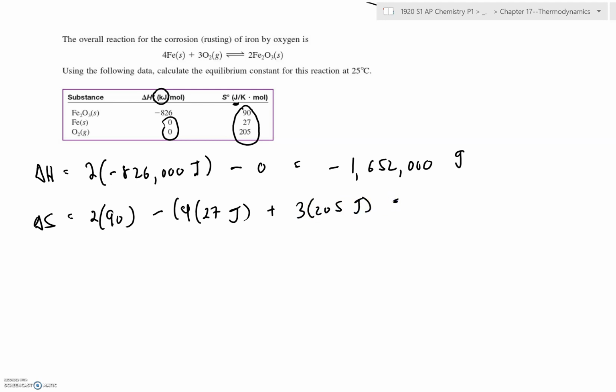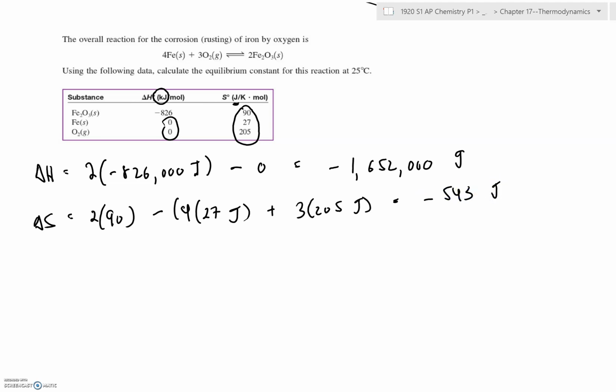And you've got your handy calculator. So we can say 180 minus the quantity of 4 times 27 plus 3 times 205. And we get negative 543 joules.